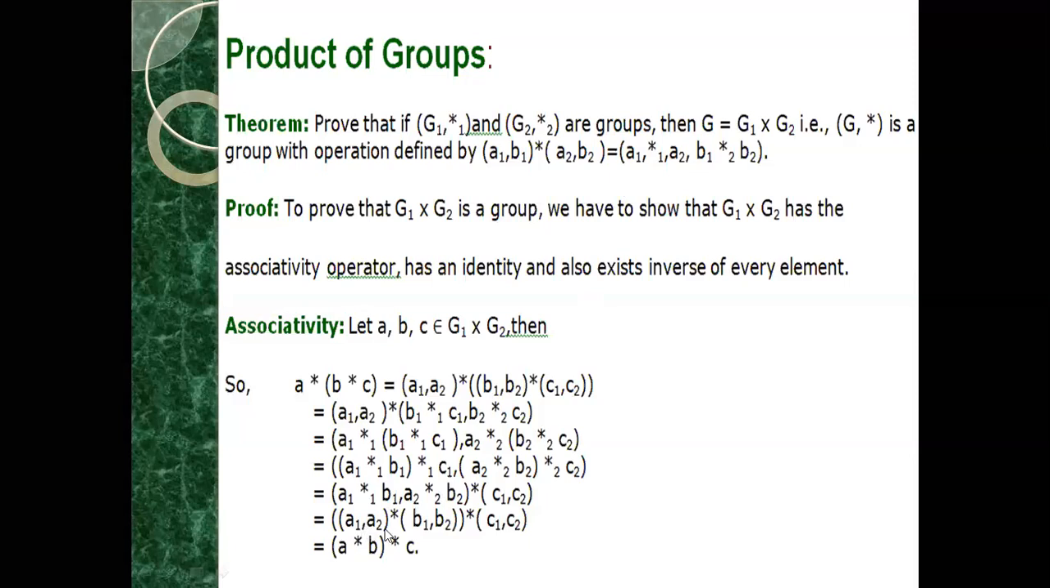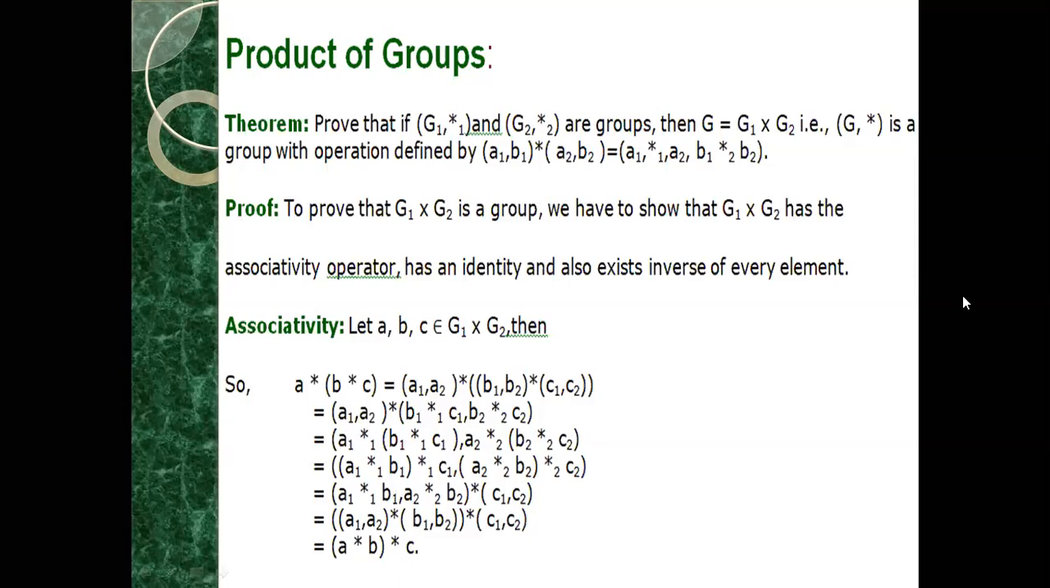(A1, A2) star (B1, B2) star (C1, C2). So we consider (A1, A2) means A, (B1, B2) means B, so A star B star C. So we considered the LHS and we proved the RHS. So A star (B star C) is equal to (A star B) star C. So G1 cross G2 is closed with associativity.